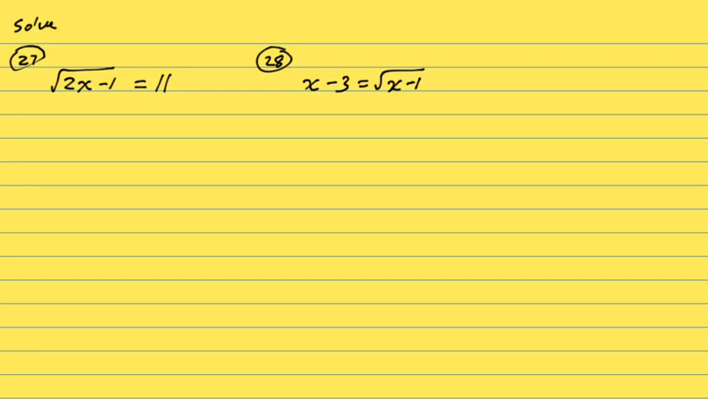Now solving radical equations, you want to isolate the radical. You want to get the square root or cube root or whatever all alone on one side of the equal sign, which this one is. To get rid of a square root, you square. What I do to one side, I have to do to both sides. The square and the square root eliminate each other.